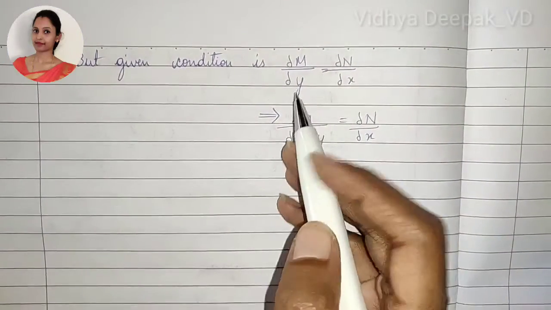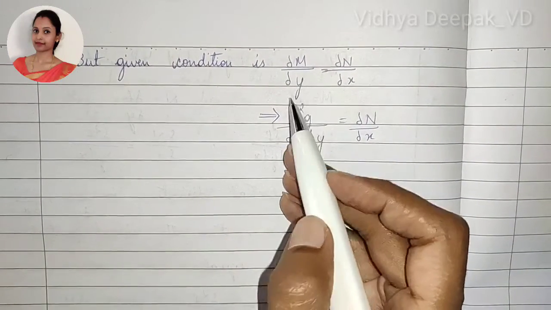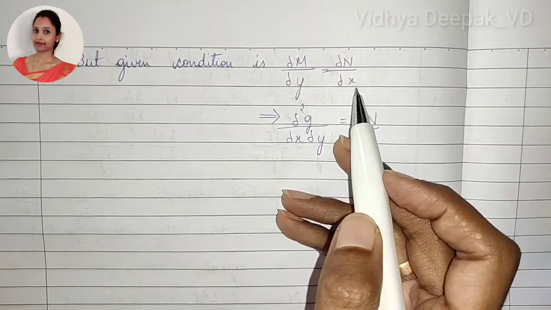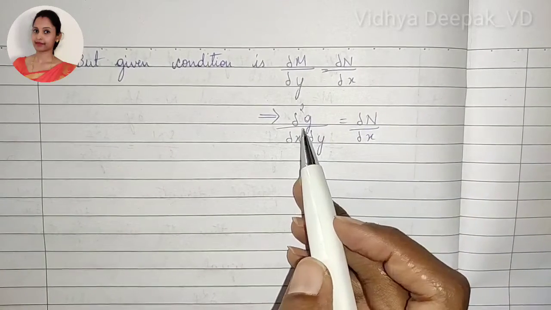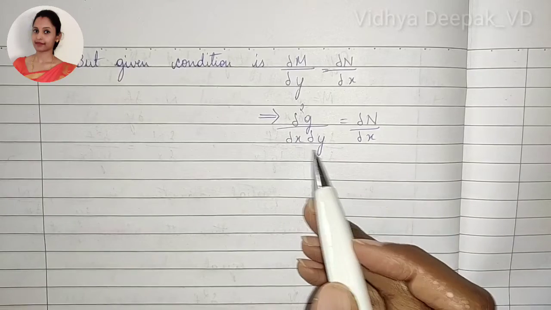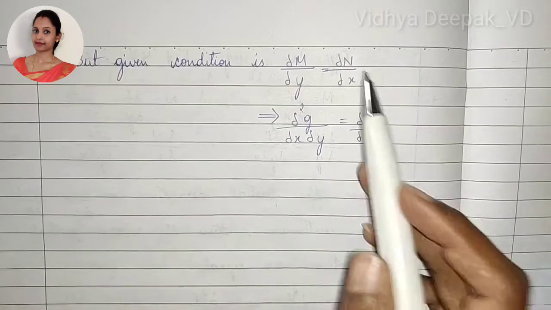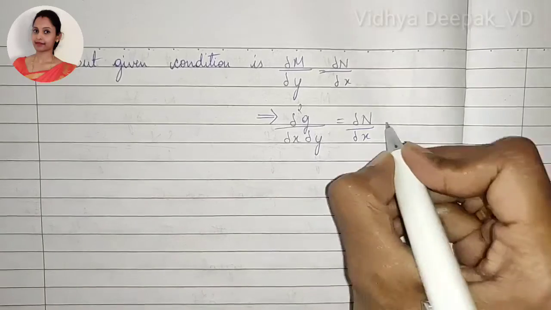But we know that the given condition was dou m by dou y is equal to dou n by dou x. So replacing dou m by dou y with what we have with function g, dou square g by dou x dou y, I am replacing this. So this remains the same. I'll take this as equation 1.